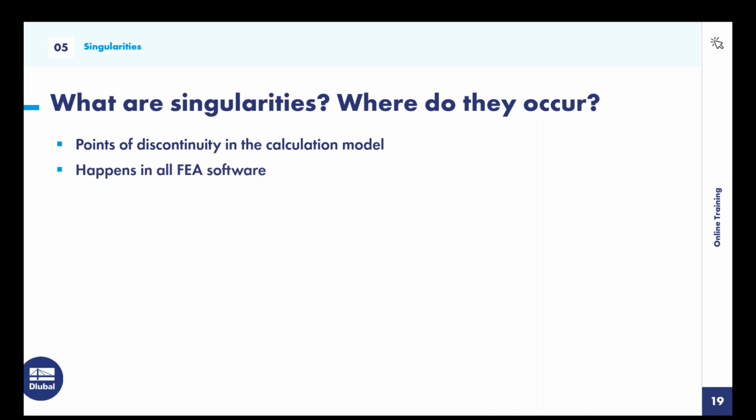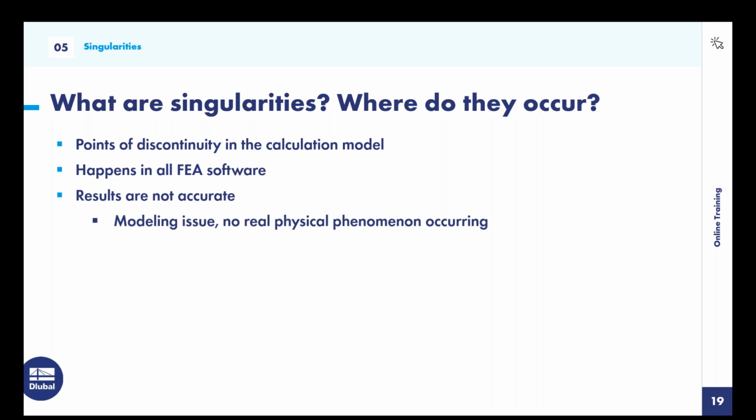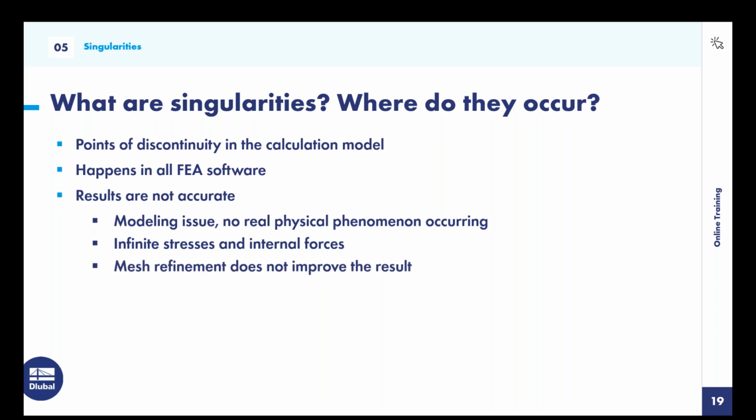And this is where the results are not accurate and can't be trusted with singularities. And so what this means is that there isn't really any issue with how the software solves the model, and there's not really any physical issue with the model itself. So keep that in mind when it comes to singularities. Singularities can show themselves as infinite stresses or internal forces. And so with singularities, things like mesh refinement do not improve the result. Mesh refinement only gives you a better idea of where singularities can occur.